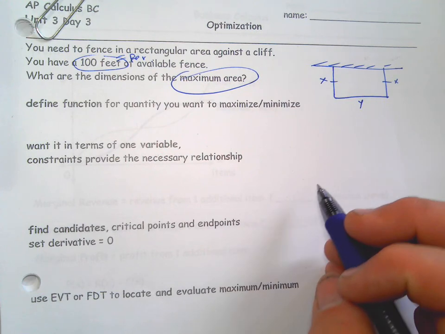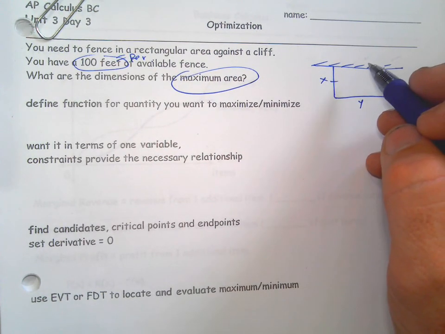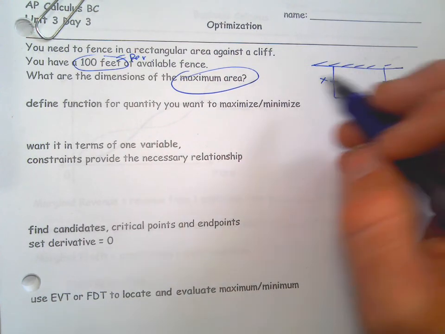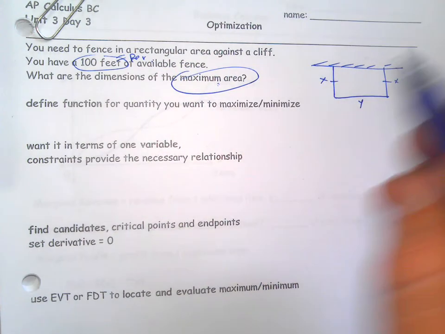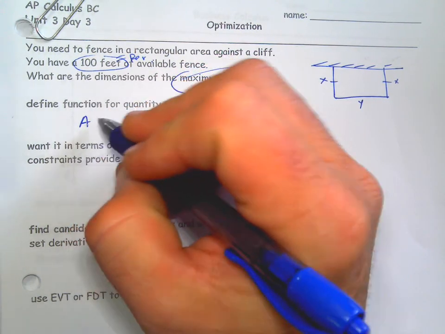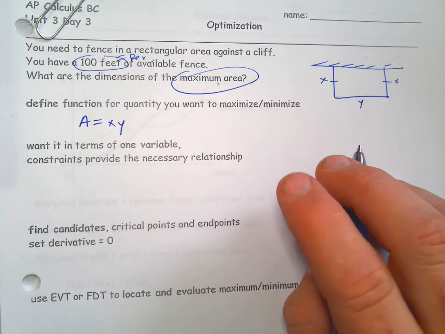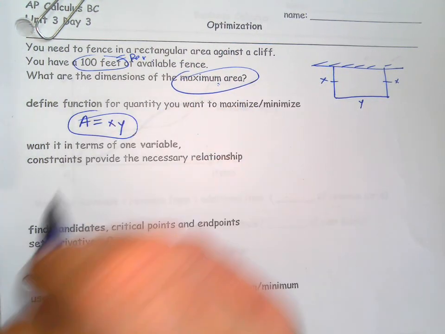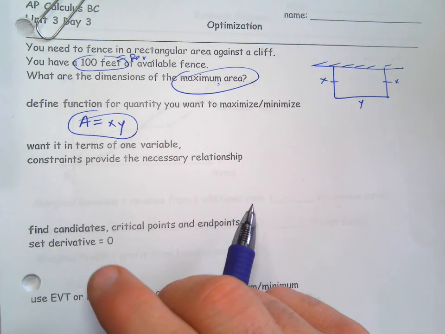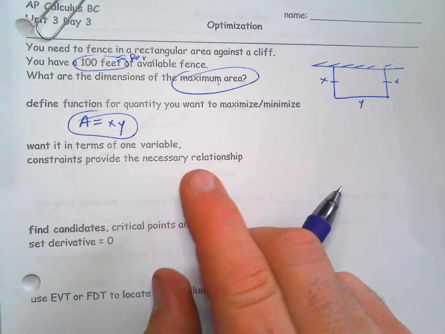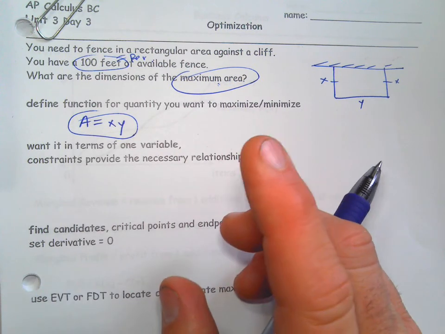So the first thing after you have a good picture is to try and define a function for the thing that you're trying to maximize or minimize. For us, that's area. And the area of a rectangle is x times y, base times height. Now, then we want it in terms of one variable. So instead of x and y, it could be all x or it could be all y. It can be either way.